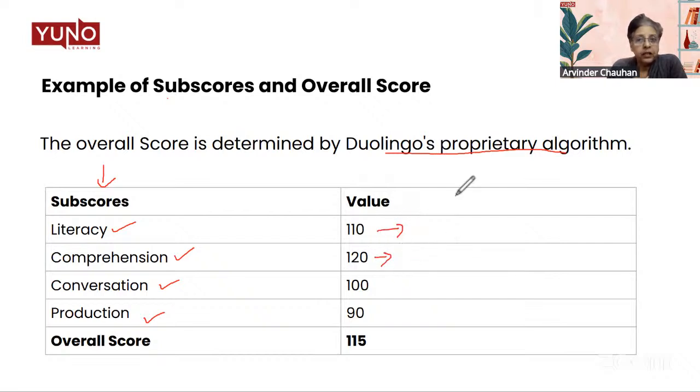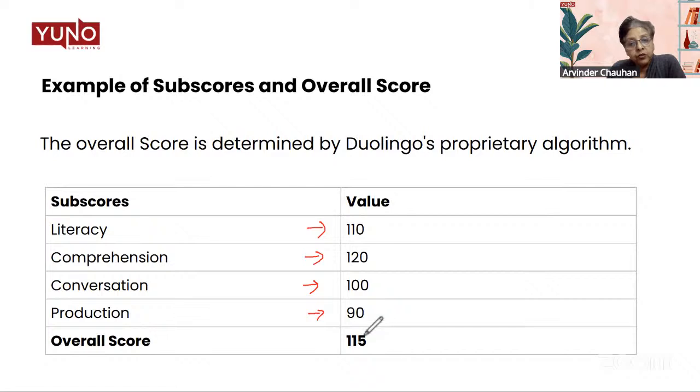Comprehension. So we are talking about how the overall score might be calculated. Okay. So let's say this is how the calculation looks. Let's say you got 110 in literacy, you got 120 in comprehension, conversation you got 100, and production you got 90. The overall score would be calculated into 115, right? That's how the AI would be calculating.